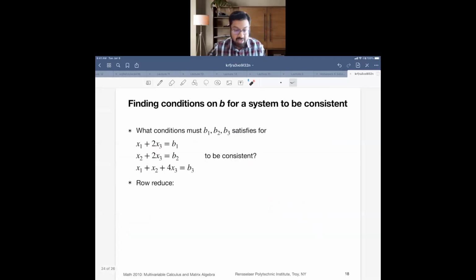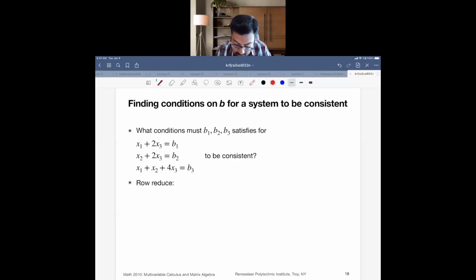All right, now let's try to work through some examples here. We are going to try to find conditions on the vector for the right hand side, which is B in our case, for a system to be consistent, right? So what conditions must these constants B1, B2, B3 satisfy such that the system of linear equations over here is consistent? We are going to do some row reductions over here to see whether we will be able to find the condition on B.